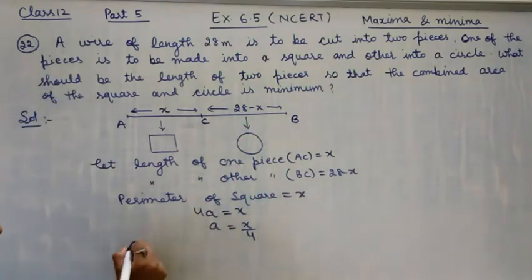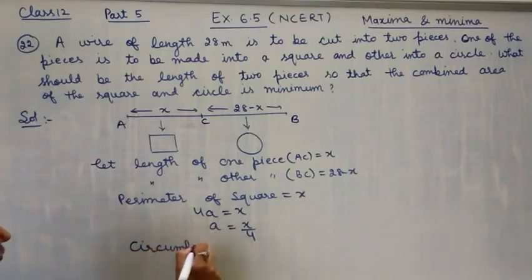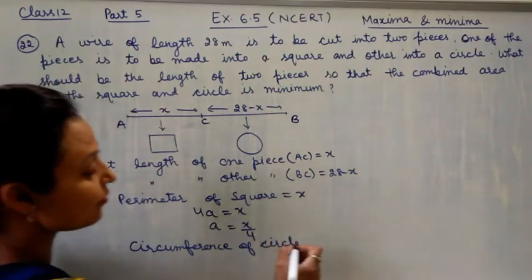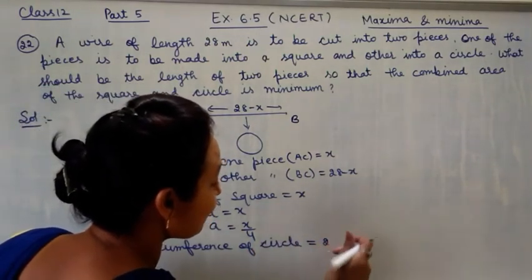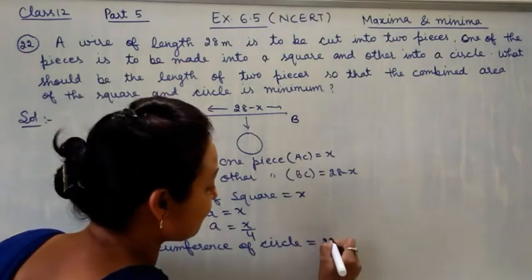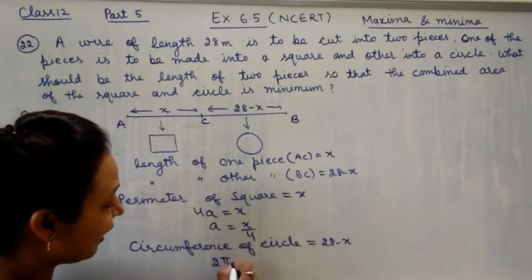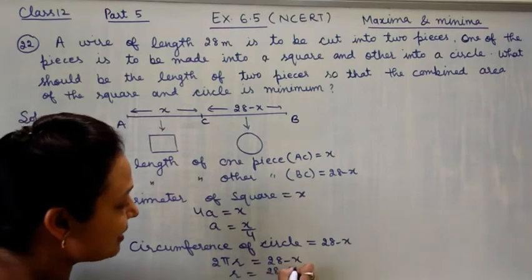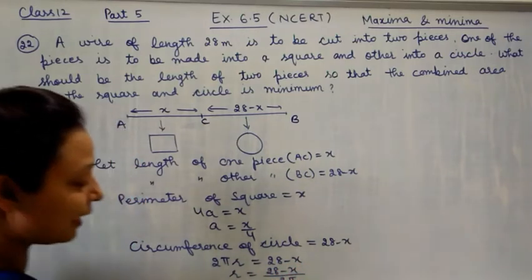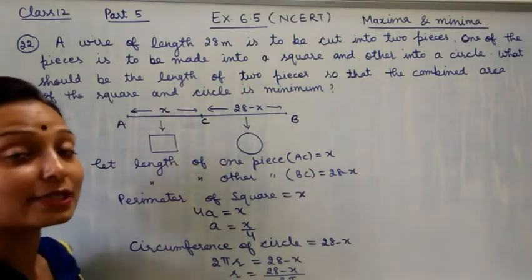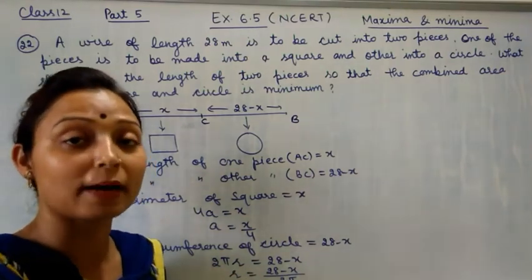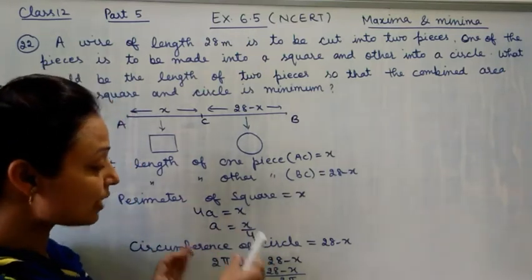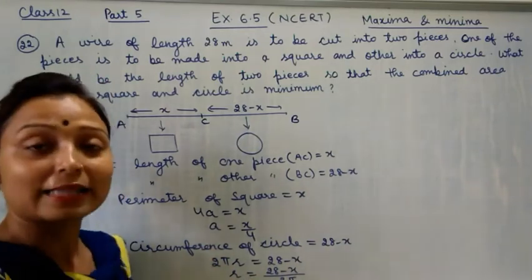Now come to the circumference of the circle. What is the circumference of the circle? That is 28 minus x, or we can say that 2 pi r is equal to 28 minus x, and r is equal to 28 minus x upon 2 pi, right? Why have we found it? Because I have to take the combined area in which all the variables are different. We will convert these two, the side and the radius, into one variable, that is x.